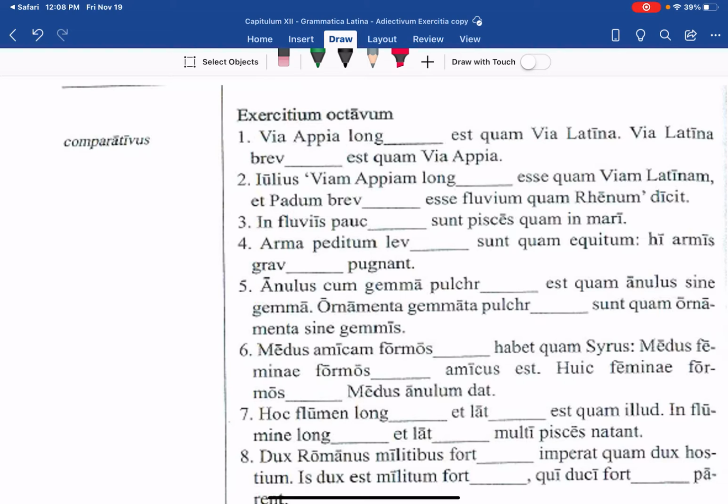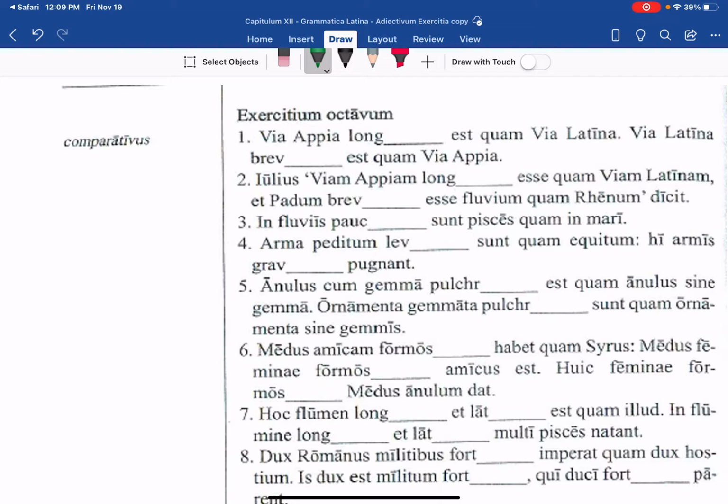In this episode, we're going to be doing comparative adjectives, which were assigned on the last homework, Exercitium Octavum, and I'm going to be walking you through each of these. So, number one. Via apia blank est quam via latina.